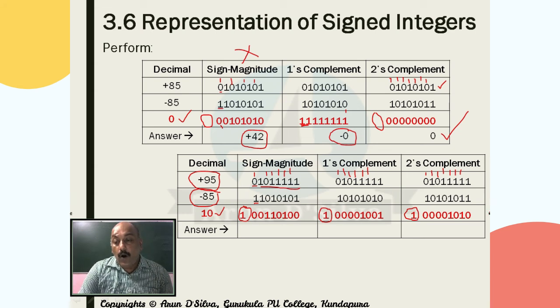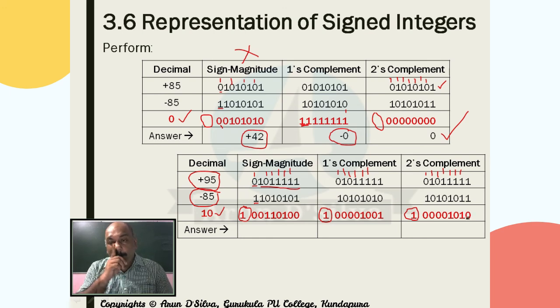In all three additions, in the sign magnitude method, the 1's complement method and the 2's complement method, we got an end carry generated. And after generating it, what is the answer? It comes here 0, 0, 0, 0, 1, 0, 1, 0. Okay, this is the answer that we got.